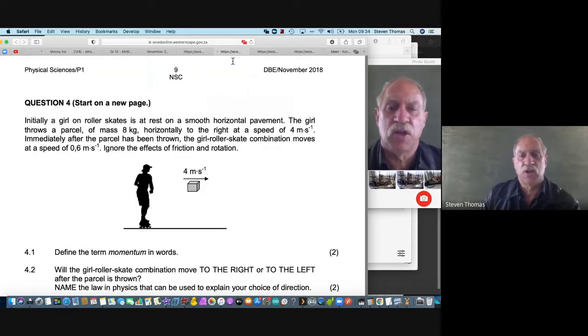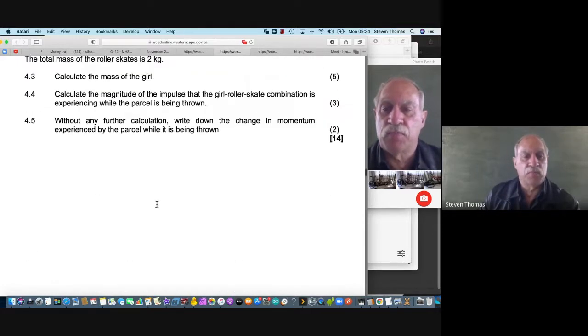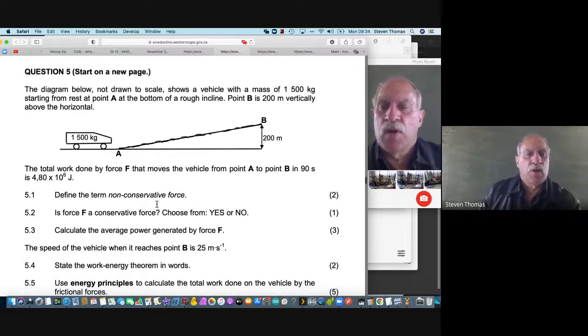Let's look at the 2018 paper. The diagram below, not drawn to scale, shows a vehicle with a mass of 1,500 kilograms starting from rest at point A at the bottom of a rough incline. Point B is 200 meters vertically above the horizontal. The total work done by force F that moves the vehicle from A to B in 90 seconds is that number of joules.